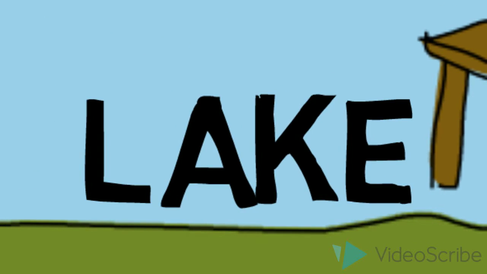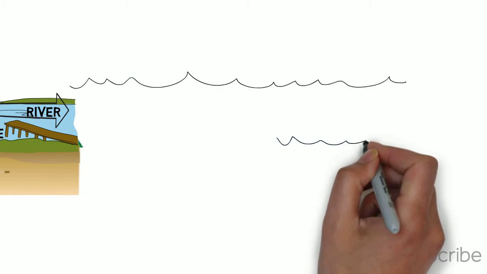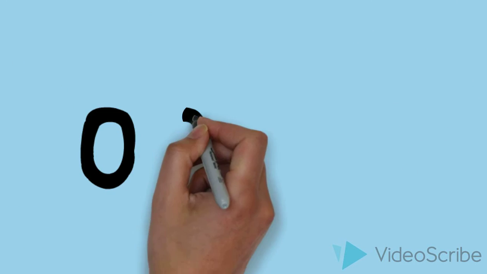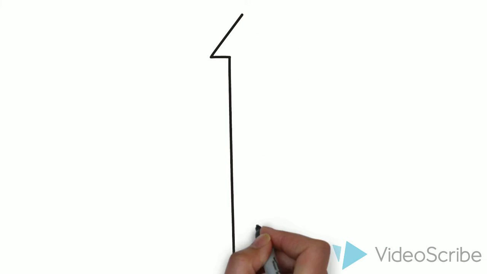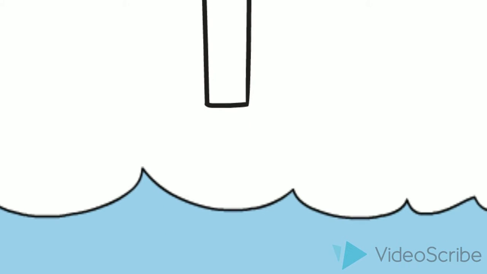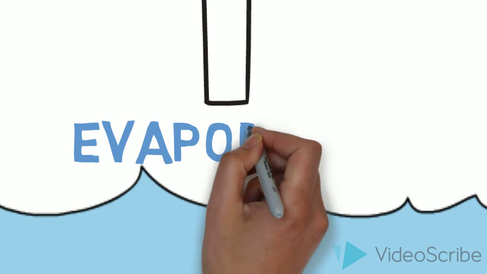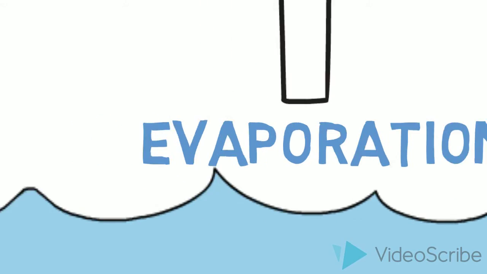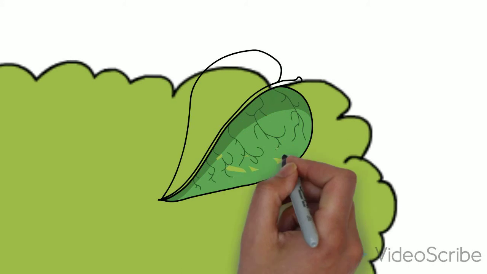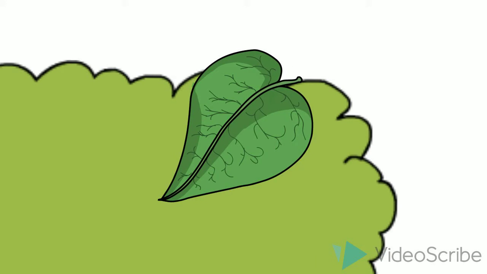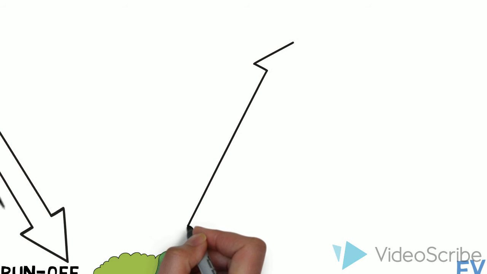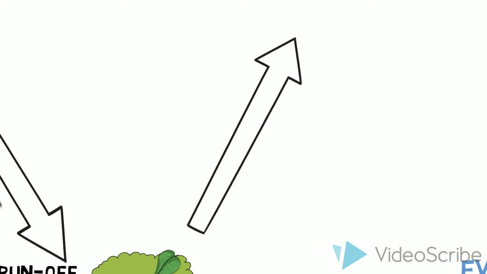Water molecules then escape the surface of the earth and enter into the atmosphere through the process of evaporation. When evaporation occurs, water changes from a liquid to a gas. It's caused by heat. Water molecules can evaporate from any body of water on Earth and also from plants. Plant evaporation is called transpiration.